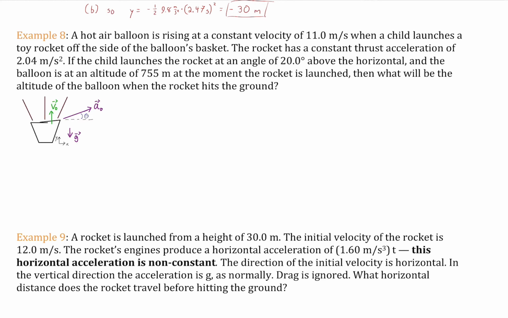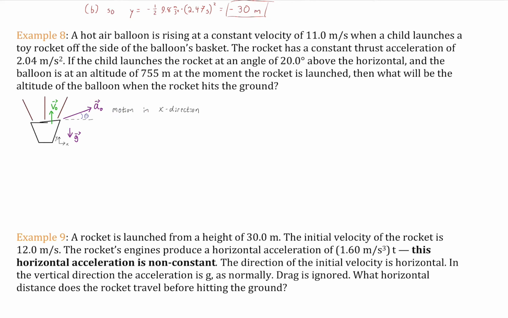So here's the picture. Here is the initial velocity of both the rocket and the balloon. Really the rocket, that's what we care about most. Here's gravity, because gravity is certainly here. And here's that extra acceleration, the acceleration of the rocket, which has both a vertical and horizontal component.